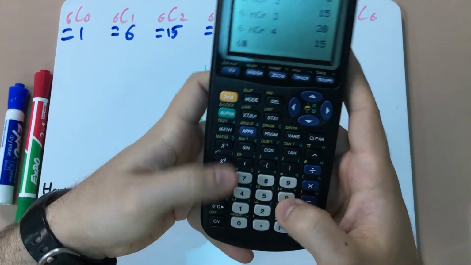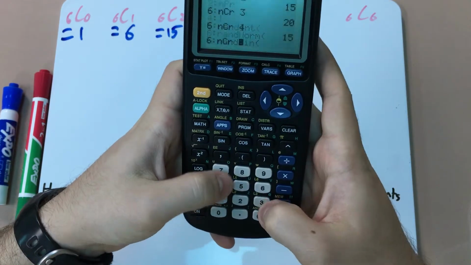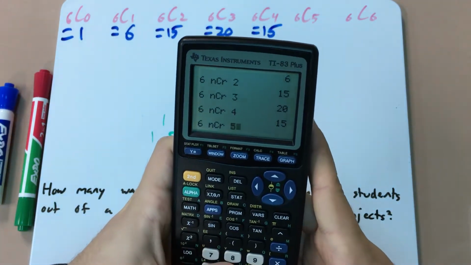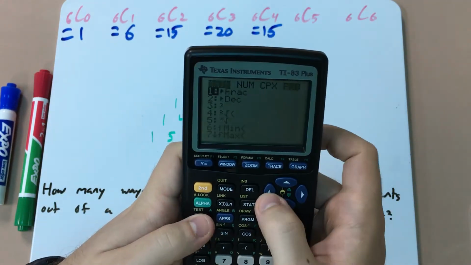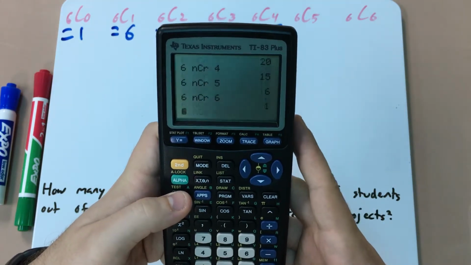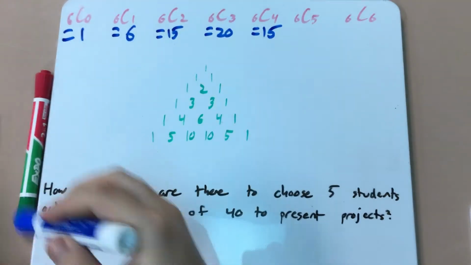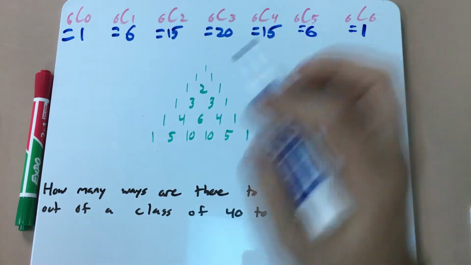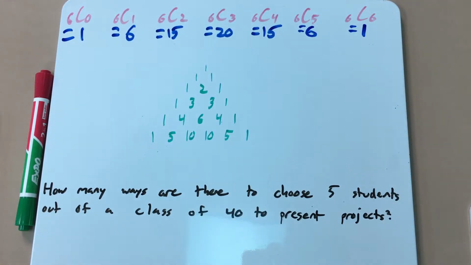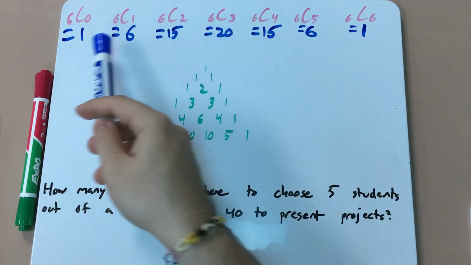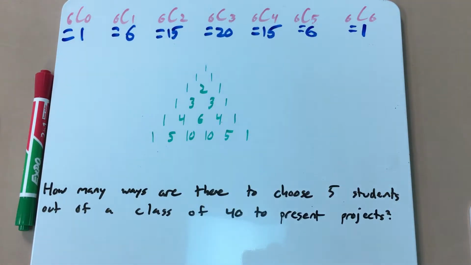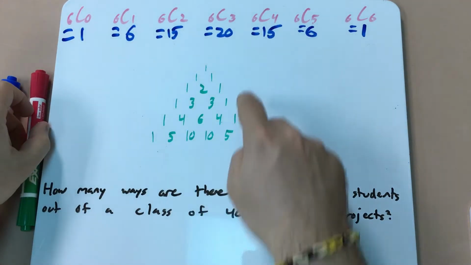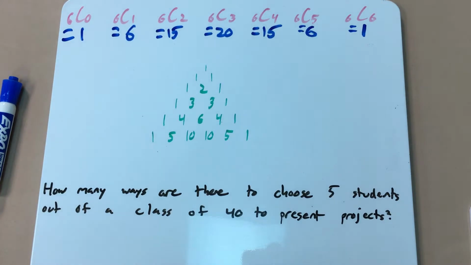And finally, 6 choose 5 equals 6, and 6 choose 6 is just 1. So if you remember how I said that combinations are symmetrical, we can kind of see that with 6 choose every possible number for that from 0 all the way up to 6. But now I want to get to why I have Pascal's triangle here.